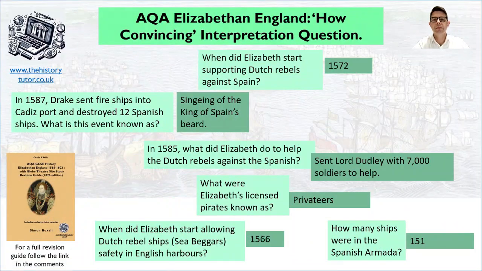Okay, so here is my answer. So when did Elizabeth start supporting Dutch rebels against Spain? So 1572, there was an uprising by the Dutch against their Spanish rulers. And the Dutch, of course, were Protestants, the Spanish were Catholic. And England wanted to help protect the other Protestant nations, particularly against Catholics in charge of them.